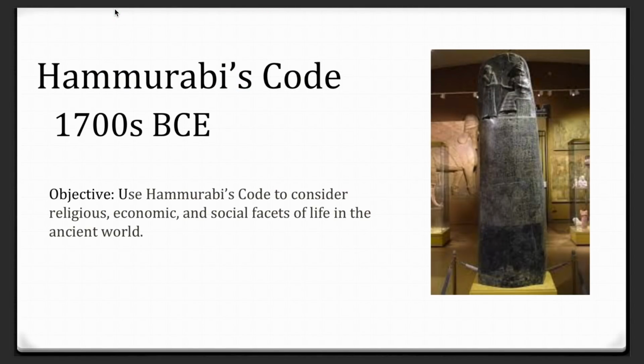So our objective is that we're going to use Hammurabi's code to consider religious, economic, and social facets of life in the ancient world. So this code of laws is going to help us learn about Babylonian religion, Babylonian economy, and Babylonian social life, or social structure.